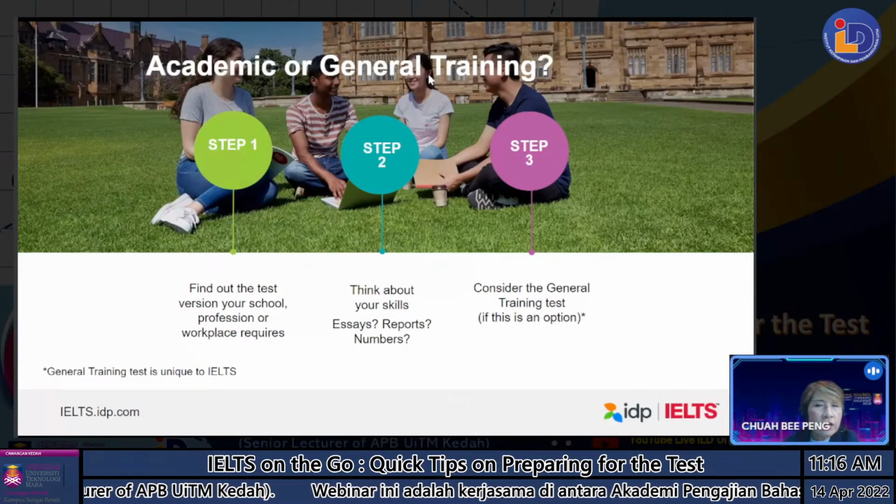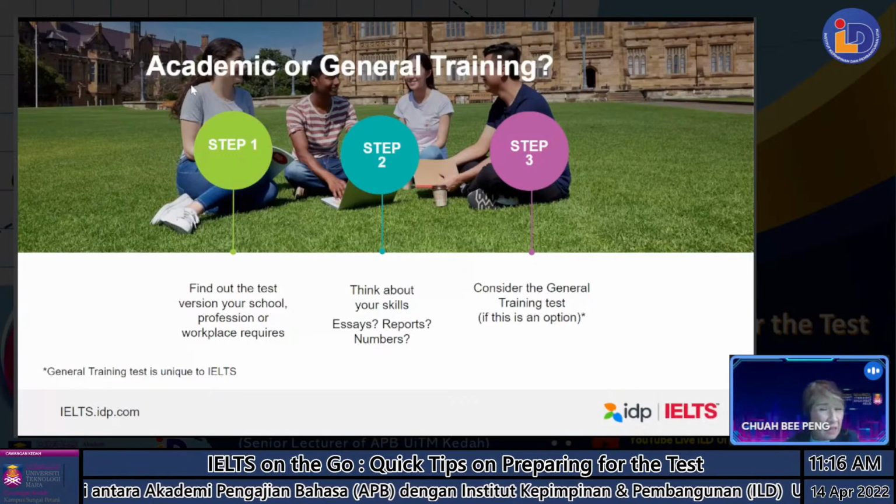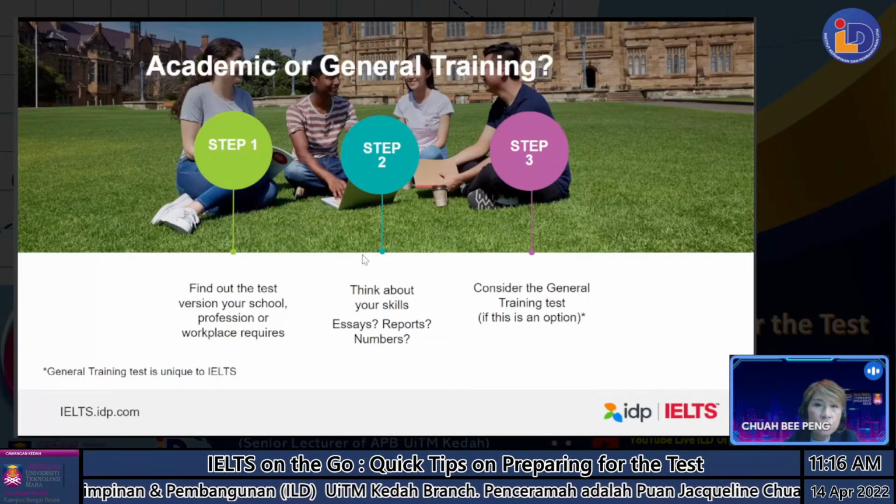Okay, so find out and confirm which test version you need to do, whether it's academic or general training. Usually for university placements and postgrad studies, you would be required to do academic. But some actually just need you to do general training. It depends. So you have to ask very, very carefully. Make sure that you know which module you need to take.